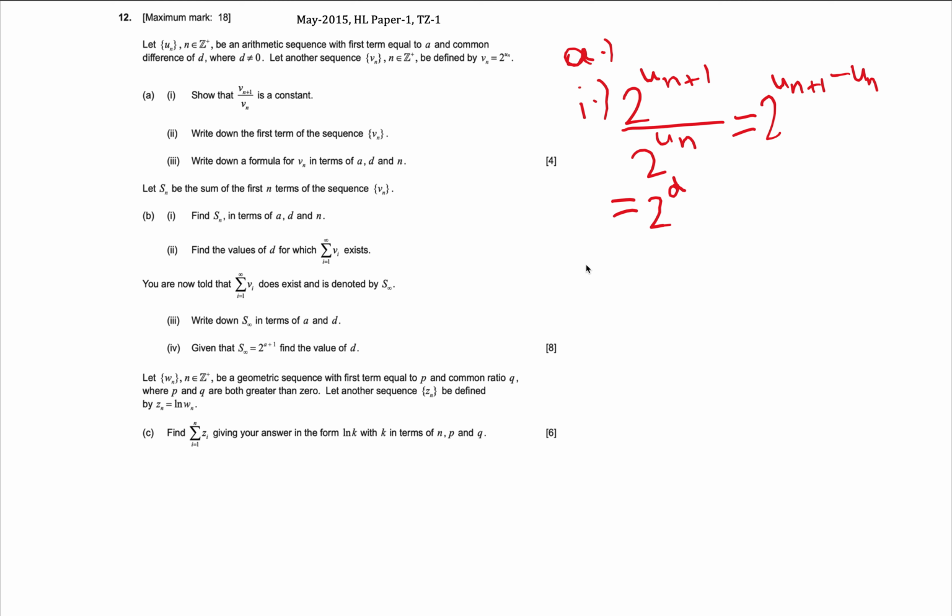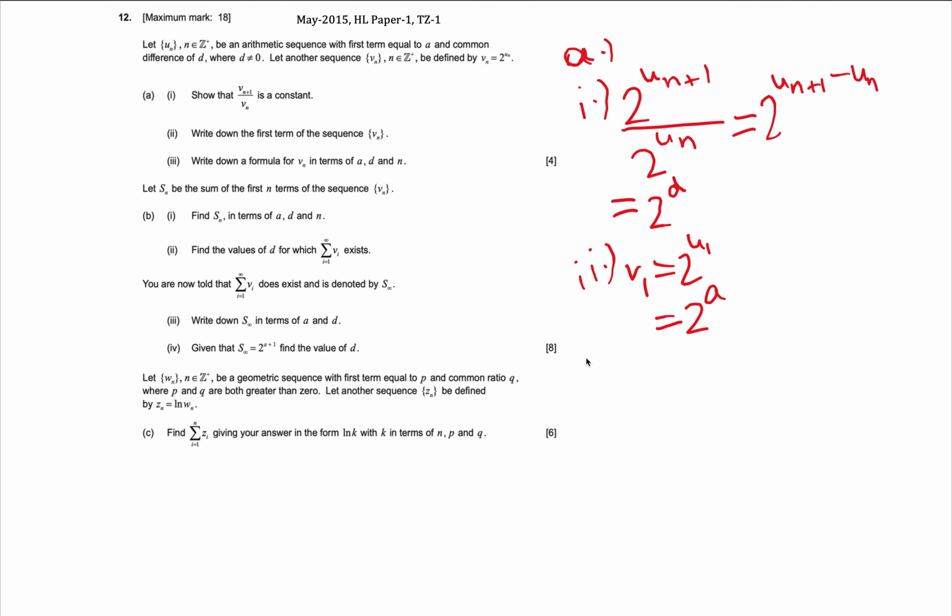Now the second part, write down the first term of sequence vn. So v1, the first term, will be equal to 2 to the power of u1, and we know that u1 is equal to a right here, so we can write this as 2 raised to the power a.